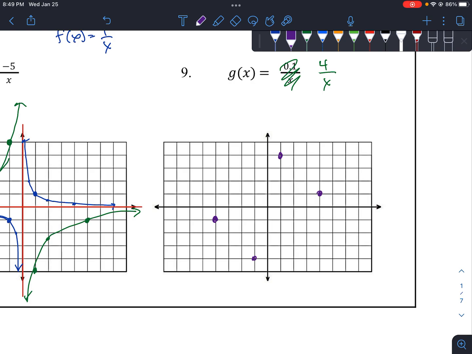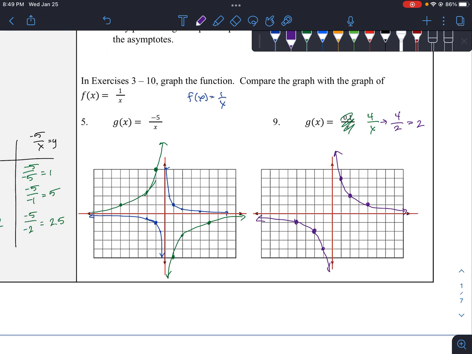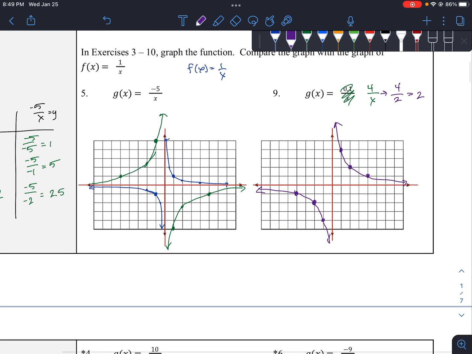Okay, now there is also a third number that would be nice to plug in, because 4 is divisible by not just 4 and 1, but also 4 and 2. So 4 over 2, which would give me 2. So if I plugged in 2, I would get 2. If I plugged in negative 2, I'd get negative 2. So these are my points. My asymptotes are here and here. Okay, and then I get my graph, just like that. Okay, and there you go. That's how you'd graph 4 divided by x.